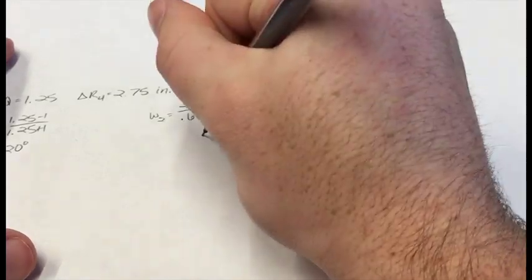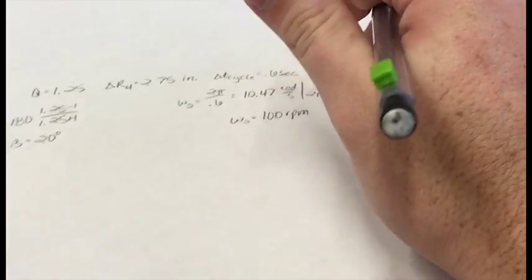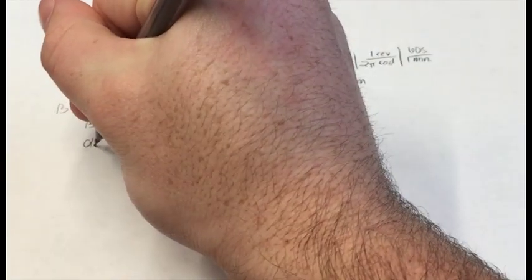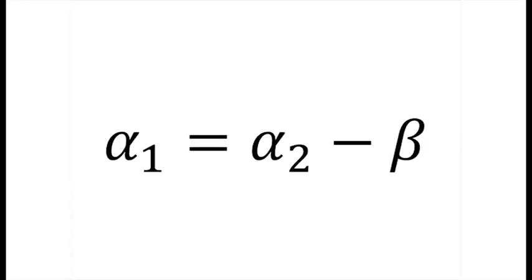To continue solving the problem, you must choose an arbitrary alpha 2 angle. In this case, we will choose alpha 2 equal to 30 degrees. Using alpha 2 and beta, we can find alpha 1 using the following. Alpha 1 equals alpha 2 minus beta.